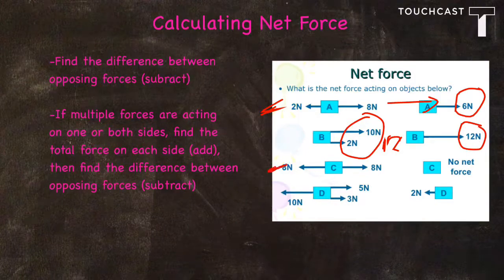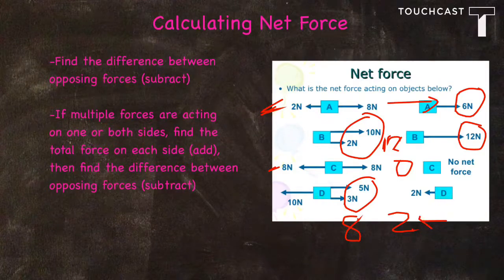For this one, you find the difference. The difference is 0. That means it's balanced. For here, you add each side first, so that's 8. Then find the difference, which is 2, and it's moving in the direction of the greater force.